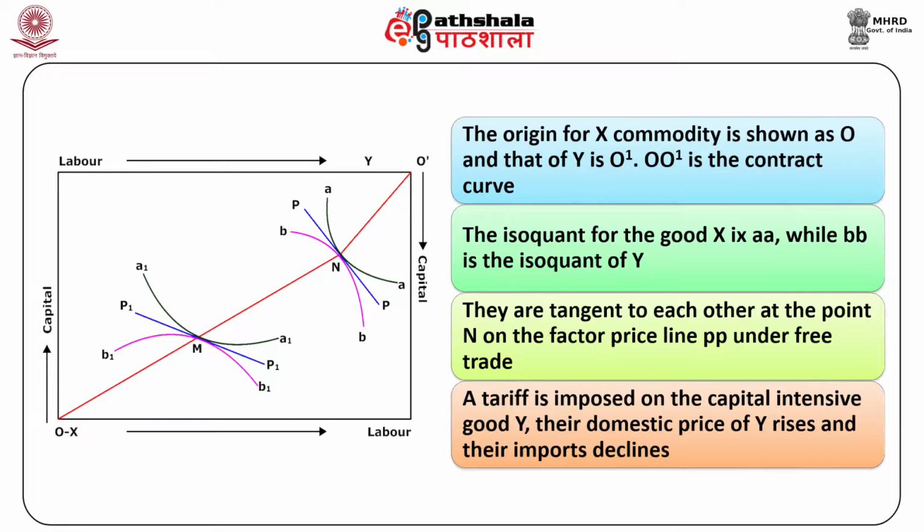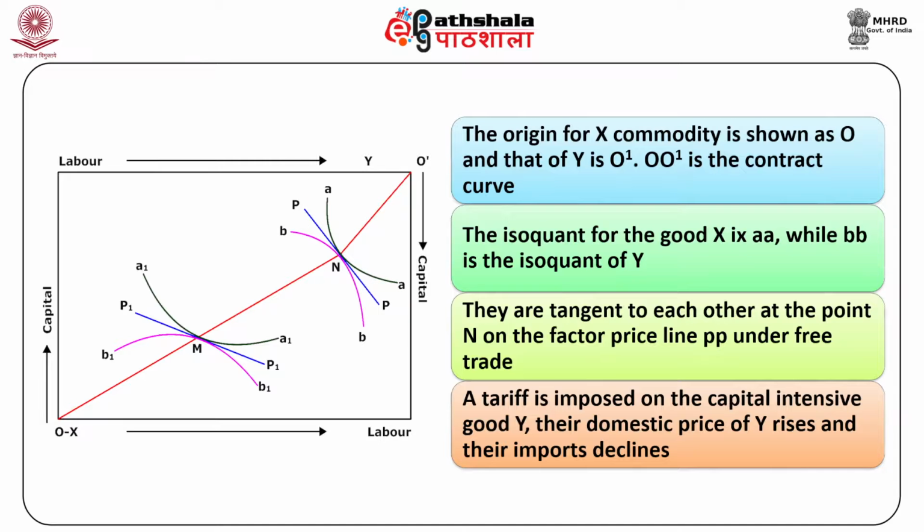The origin for X commodity is shown as O and that of Y is O dash. OO dash is the contract curve. The isoquant for the good X is AA, while BB is the isoquant of Y. They are tangent to each other at point N on the factor price line PP under free trade.